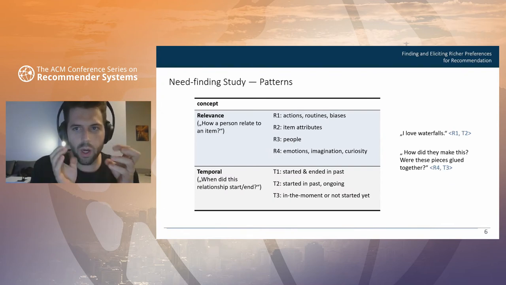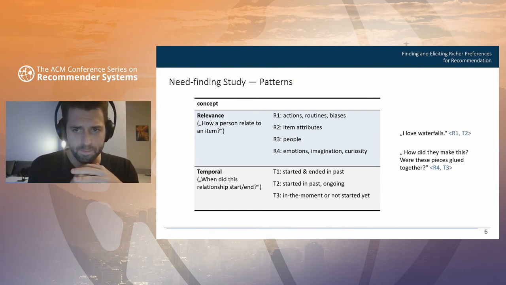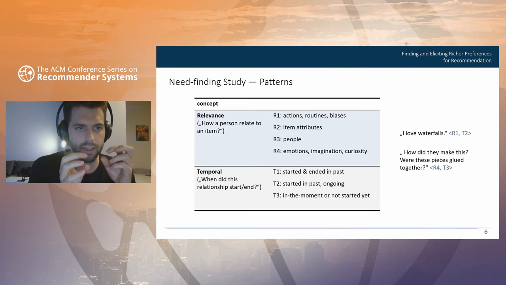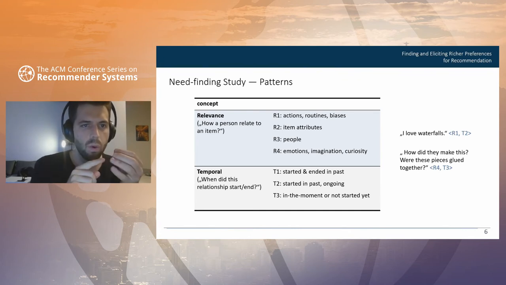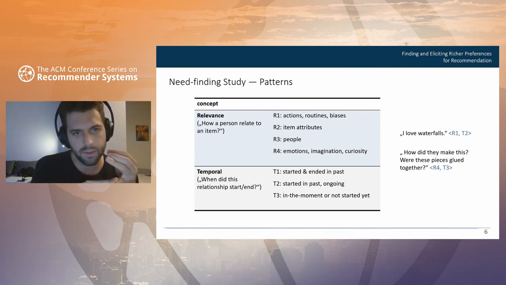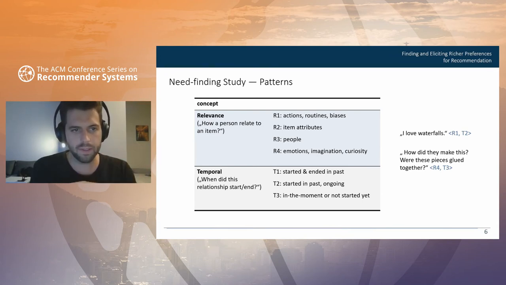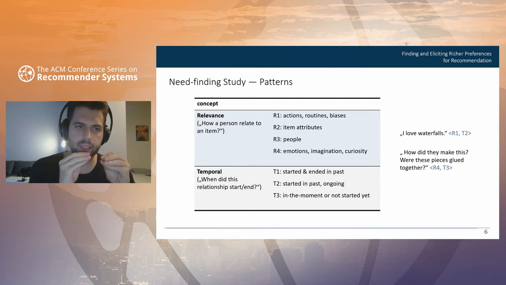We then iteratively coded the answers until we arrived at a taxonomy that had sufficient agreement. Each preference statement is coded along two concept dimensions. The first is relevance, the question of how a person relates to an item. That could be through actions, routines, or biases of that person, or because of specific attributes that an item has, or people they connect to an item, or emotions, imagination, or curiosity. I'll give some examples in just a second. And then the second concept was the temporal dimension.